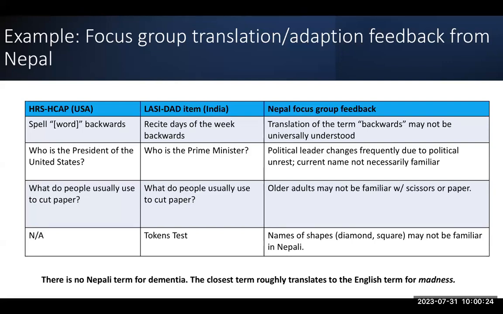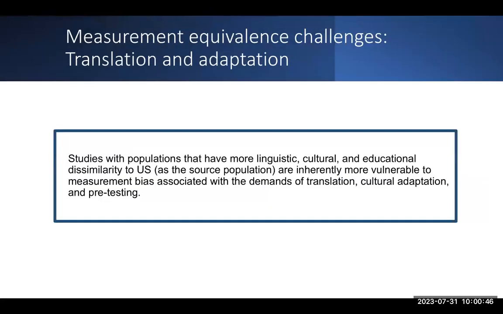So you can see it's a very difficult endeavor and it requires multidisciplinary expertise, both in the construct and also in the local context. And we do the best that we can to make these decisions and then pre-test them, but we simply are operating with a very limited evidence base compared to what exists in countries like the US. So ultimately, when we think about this process of translating and adapting our tests, there's this inherent differential distribution of risk for measurement bias, right? Where in countries where we have more linguistic, cultural, and educational dissimilarity to the US as the source population, there's just inherently more vulnerability to measurement bias associated with all of the demands of translating and adapting and pretesting and validating.